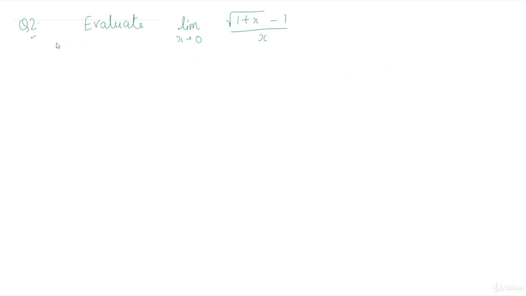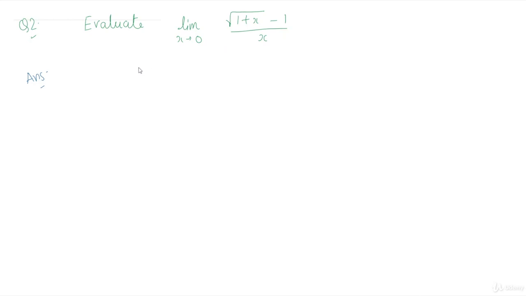Now let's take another example. In this example, we have to evaluate the limit as x approaches 0 of (√(1 + x) − 1)/x, where the 1 is not under the root and this whole thing is divided by x. So we have to evaluate the limit as x approaches 0.